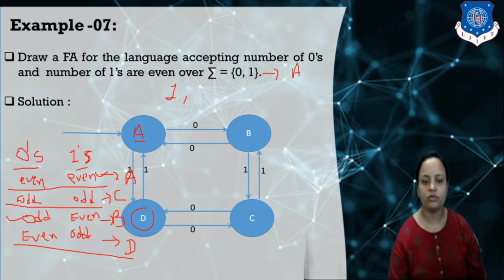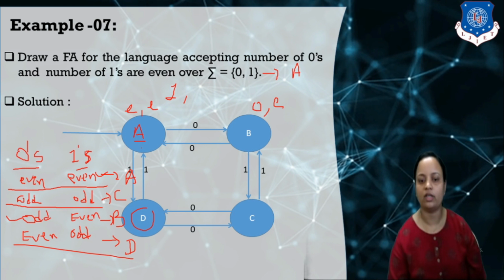For the odd combination, here I am writing down which state we have to make the final state if the combination appears. So this state we have to make a final state if the combination is even. So E for even and O for odd.